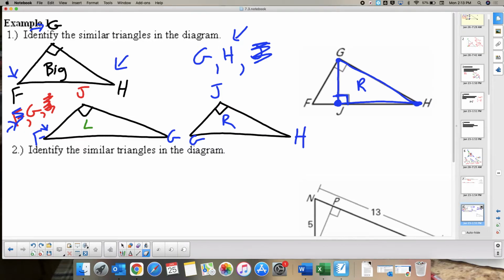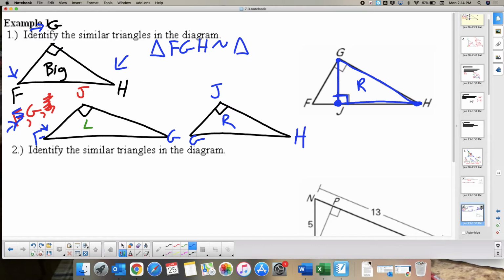So to write our similarity statement then, we say triangle, and I can name my big triangle however I want. I'll name it triangle FGH. Triangle FGH is similar to triangle. Now when I go to this left-hand one here, I'm going to name that FJG, just going in the same order. Similar to triangle, now I'm going to do GJH. Just making sure these pieces all match up.